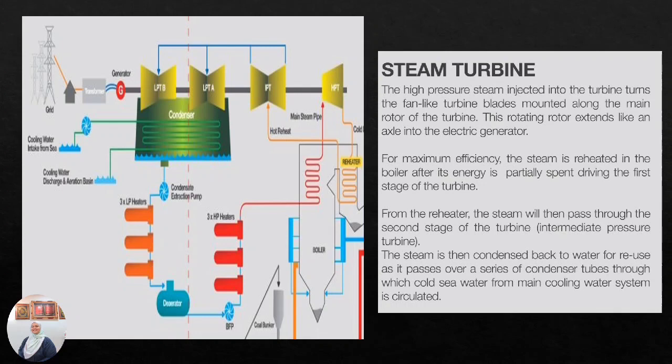For maximum efficiency, the steam is reheated in the boiler after its energy is partially spent driving the first stage of the turbine. From the reheater, the steam will then pass through the second stage of the turbine, and the steam is then condensed back to water for reuse as it passes over a series of condenser tubes through which cold seawater from the main cooling water system is circulated.